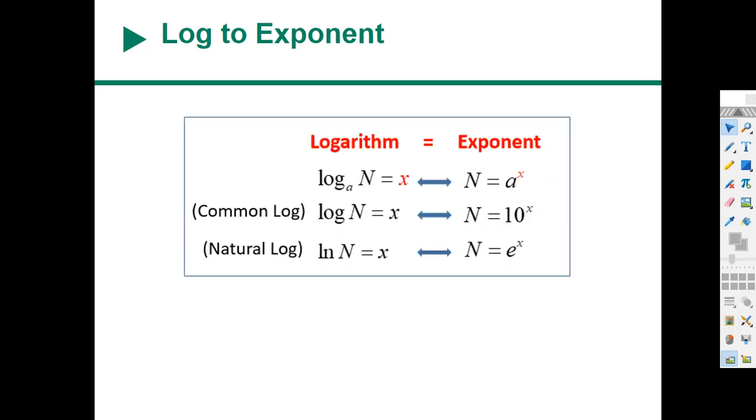Product, quotient, power rules. Next, we're going to talk about converting between logs and exponentials. When you write a log as an exponential, the base of the log becomes the base of the exponential. So notice how my base is A, it becomes the base of the exponential. The solution of the log becomes the power. And then what was inside the log becomes your solution.